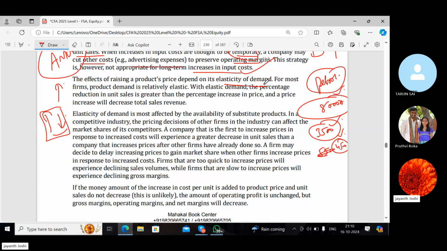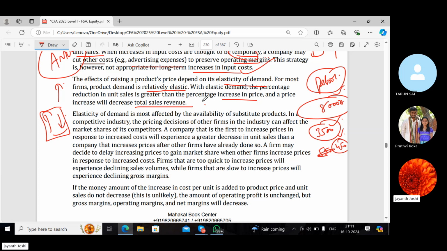If it is by 70%, it's very highly elastic. If only 5%, it's lowly elastic. So for most firms, product demand is relatively elastic. That means with a change in price, the quantity demanded changes with a lesser percentage. With elastic demand, the percentage reduction in unit sales is greater than the percentage change in price, and a price increase will decrease total sales revenue.